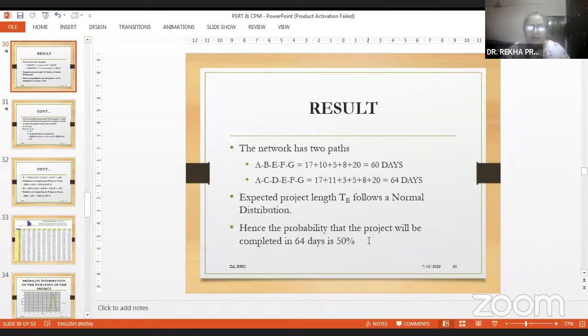Can you see this? Hello, there is no response from your side. Yes, yes, ma'am, you can see it. So you have understood which is the critical path. Yes, ma'am.